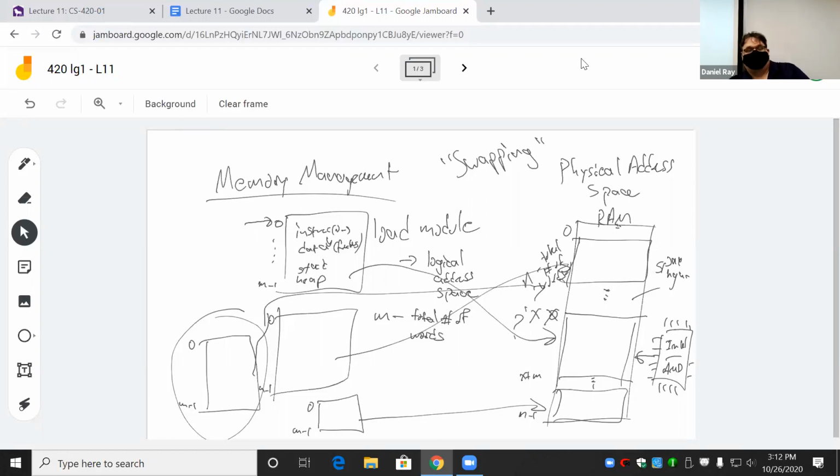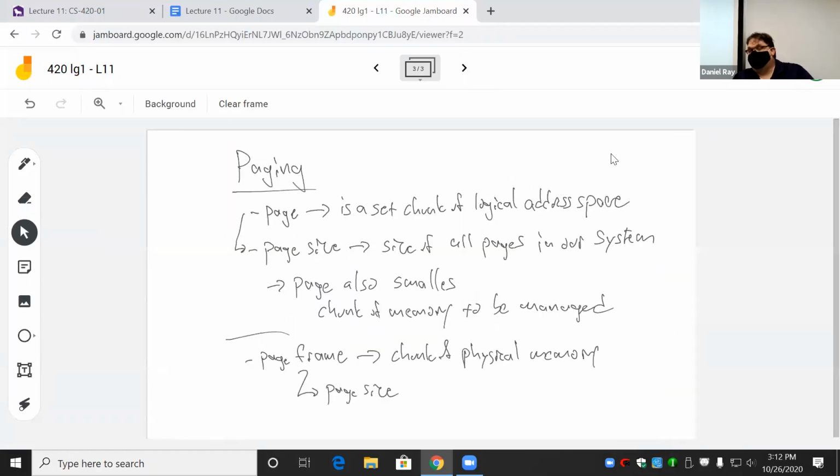Oh, you can't see that. Thank you. Let me do this again, because physical memory is divided up into page frames, and each page frame has a page size. Okay? And any page frame can contain any page, because they're all the same size, right?